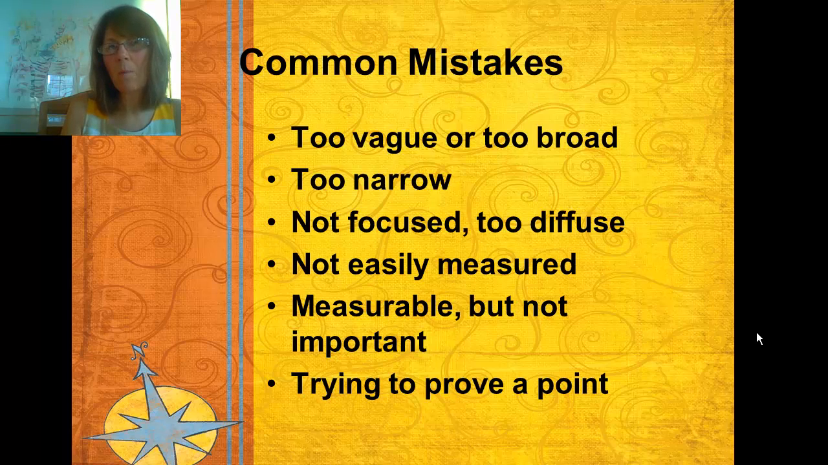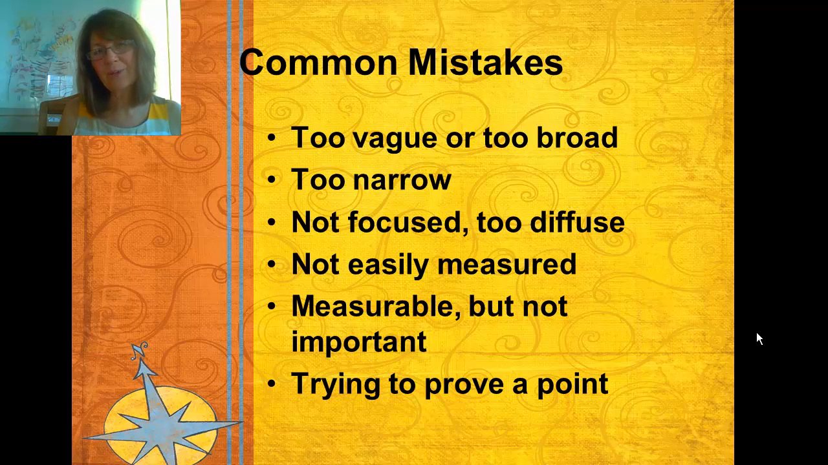So some of the common mistakes people make when writing research questions are too vague or too broad. You wouldn't be able to collect enough data to be able to answer them. Or the research question could be too narrow. You're so specific that people might not have the information that you need to be able to answer the question. On the other hand, it could be not focused enough, or it could be too diffuse. It's hard to develop a really good research question.